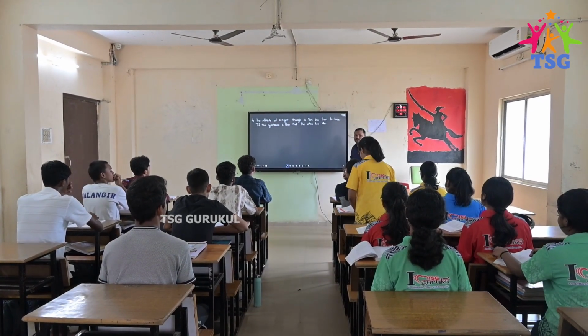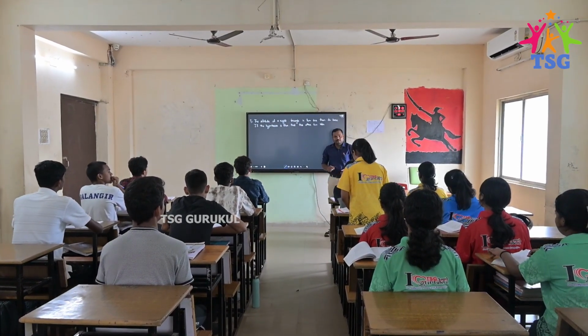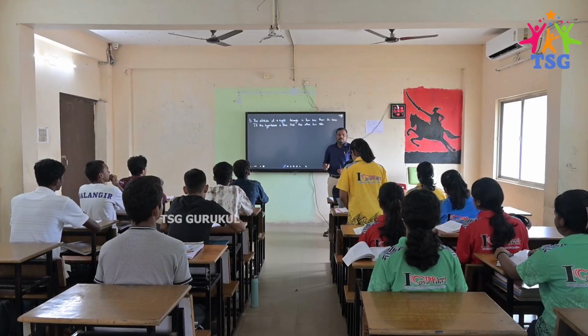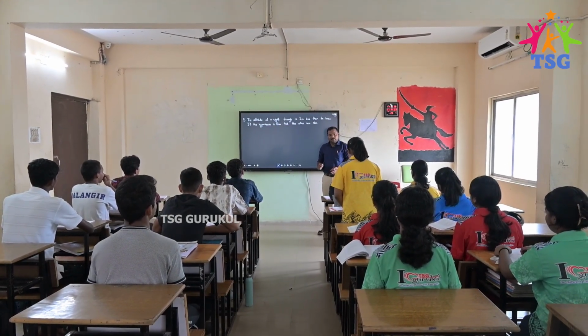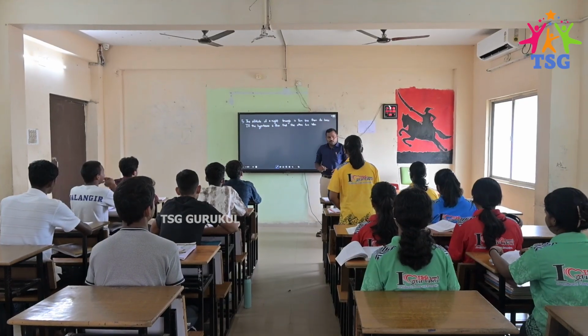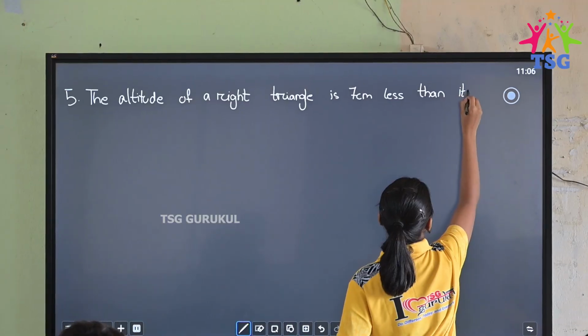Okay, read the question. The altitude of a right triangle is 7 centimeter less than its base. If the hypotenuse is 13 centimeter, find the other two sides. Okay, please come and write the question.